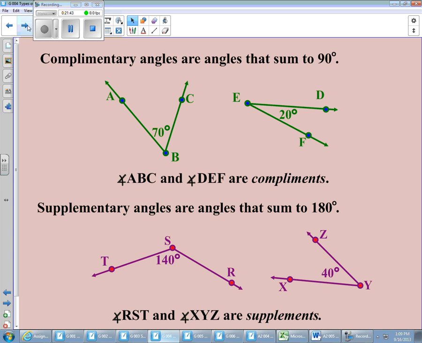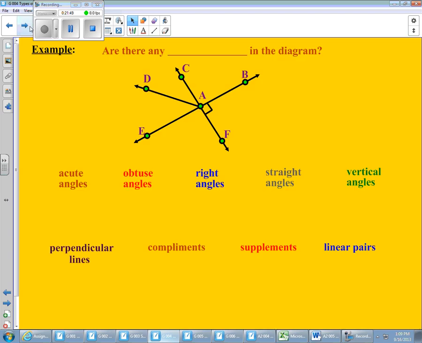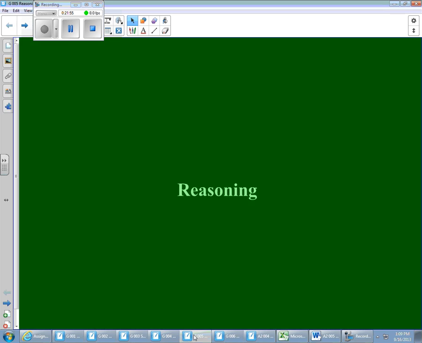Complementary and supplementary should be reviewed from junior high. Complementary means they add up to be 90. Supplementary means they add up to be 180. Okay, the rest of it was just examples. Then we started looking at some kind of methodology of thinking. We talked about reasoning a good bit.